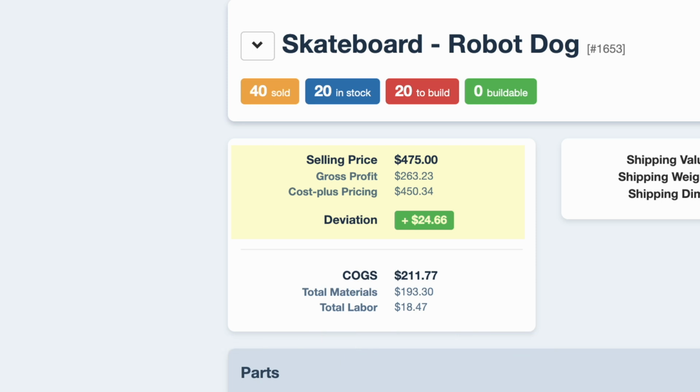The deviation number shows how much higher or lower your selling price is than the calculated cost plus price. Green shows I'm making more than my configured margin, and red indicates I'm below my desired profit goal. Now you can choose whatever price you like to align with your sales strategy, but that quick red-green gut check gives you a powerful reassurance at a glance.